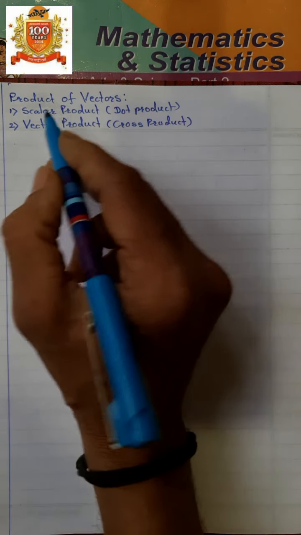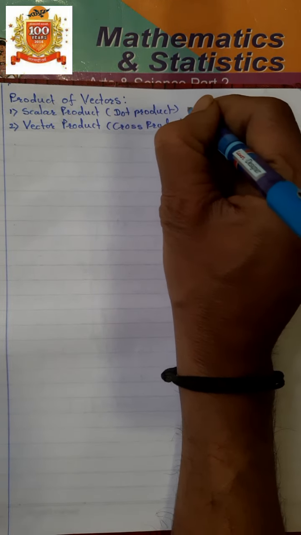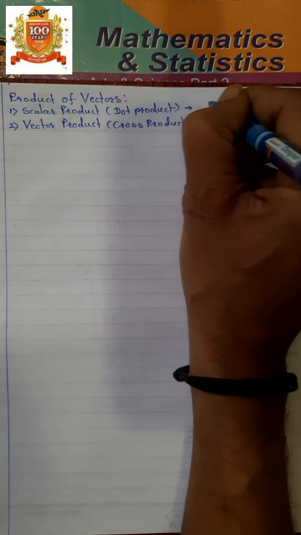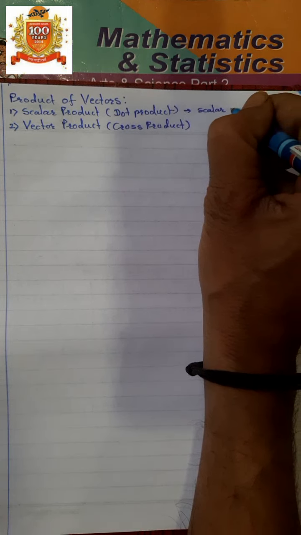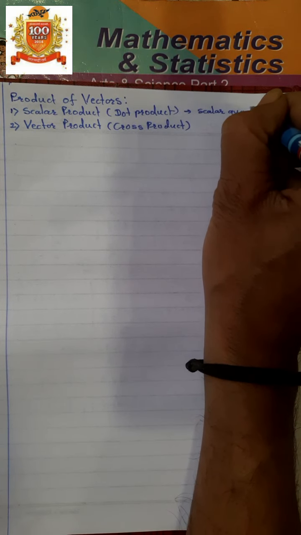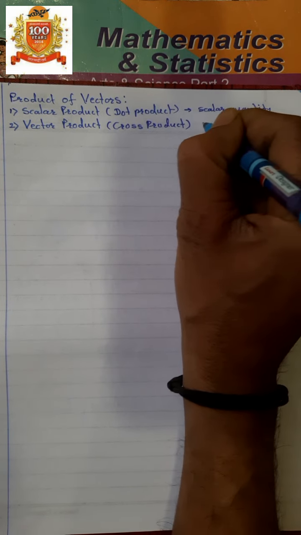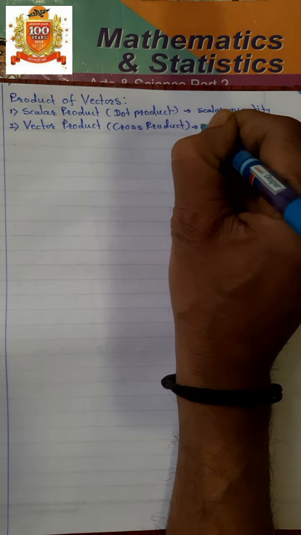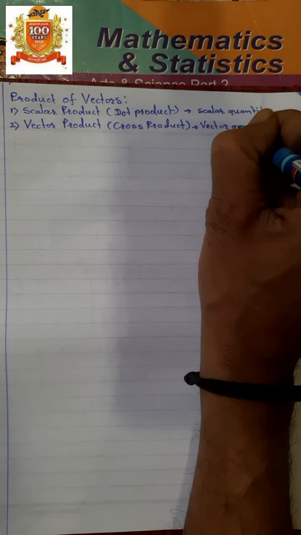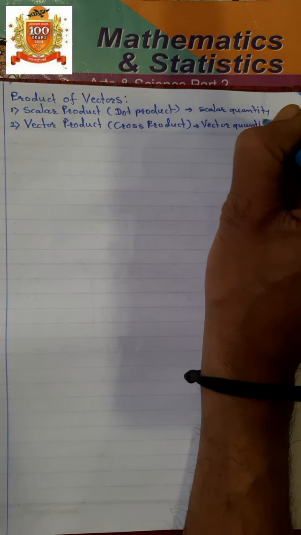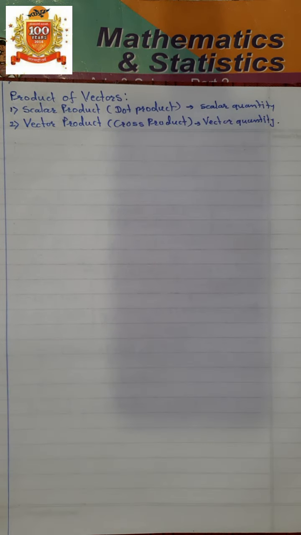Scalar product gives scalar quantity, and vector product gives vector quantity.